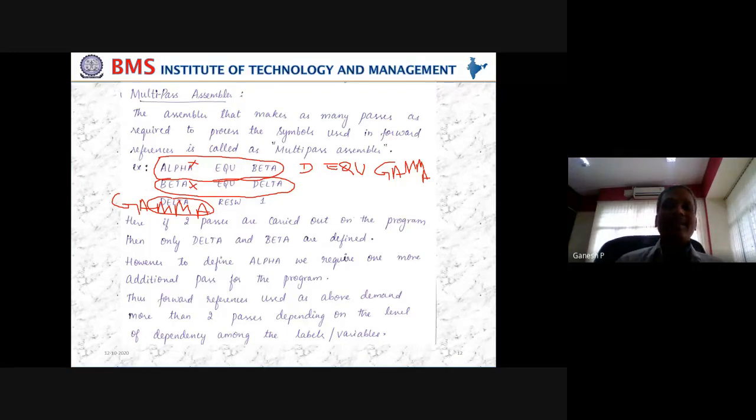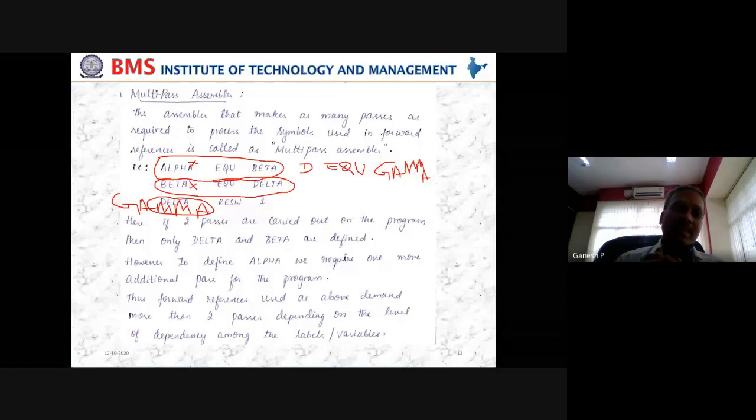So these are design options, not mandatory things. A 1-pass assembler is also a design option, required for some extreme cases. Multi-pass is also required for some extreme cases where we have more than 2 nestings, or more than 2 layers, as part of our symbols or labels.